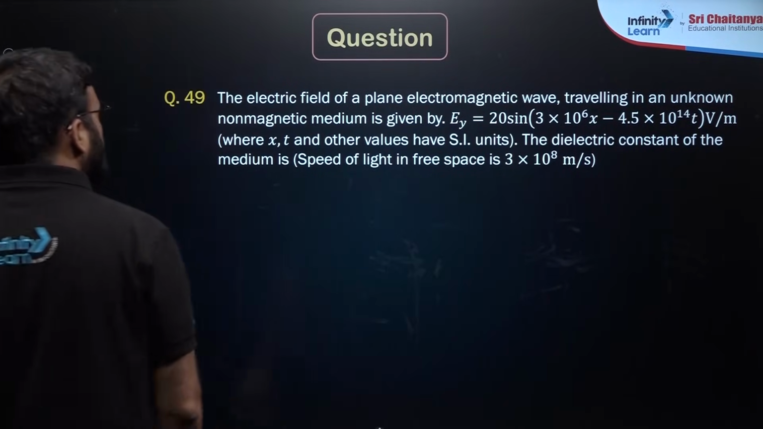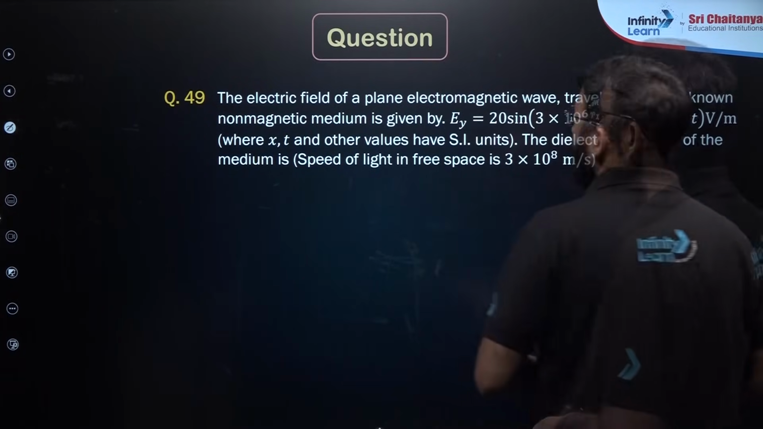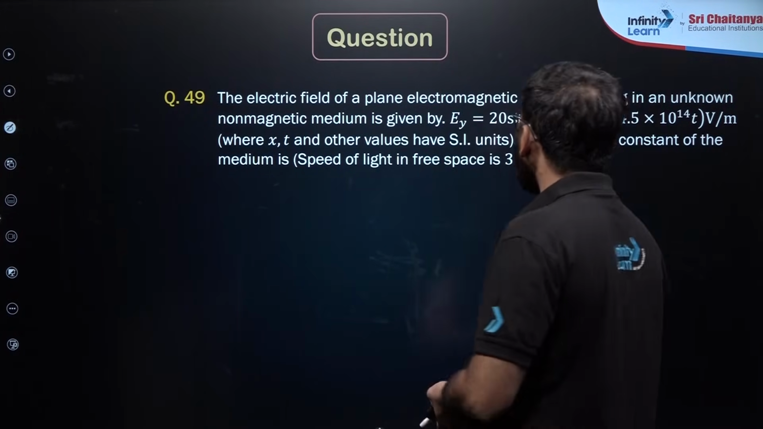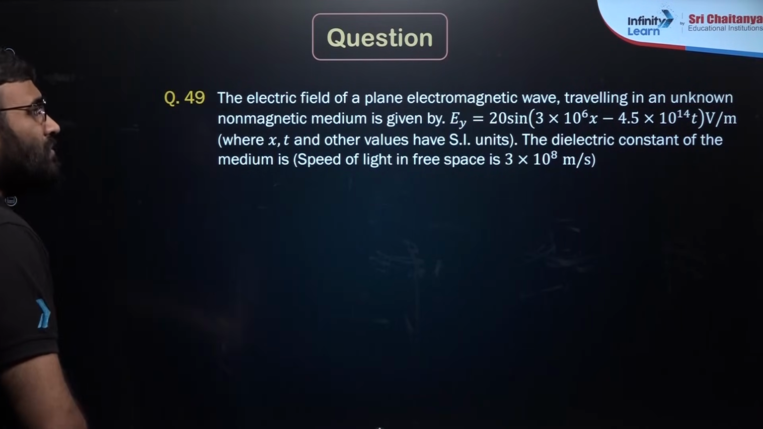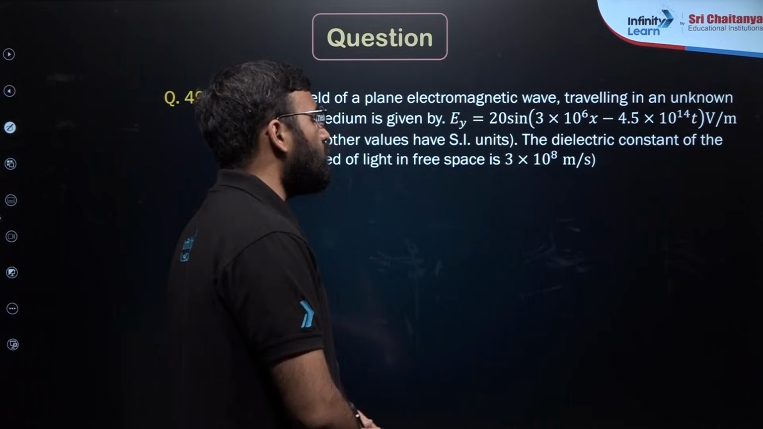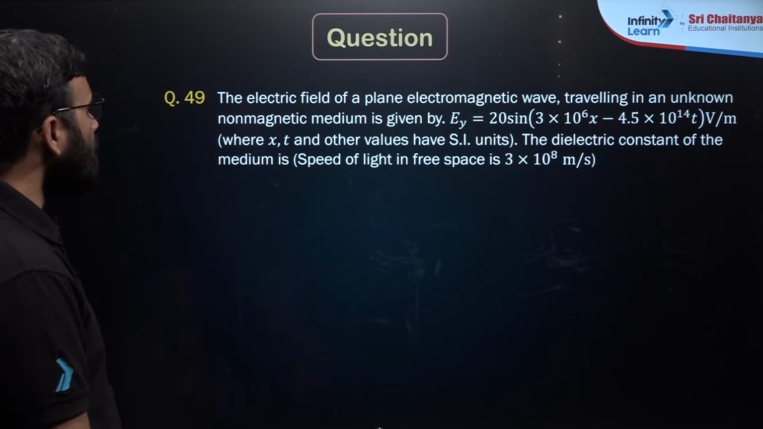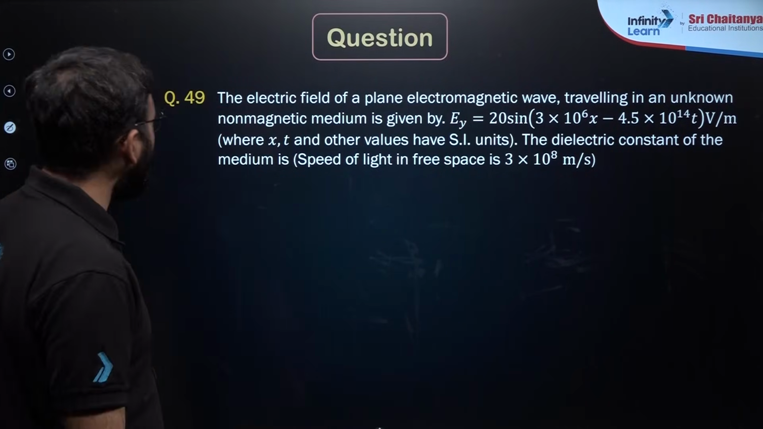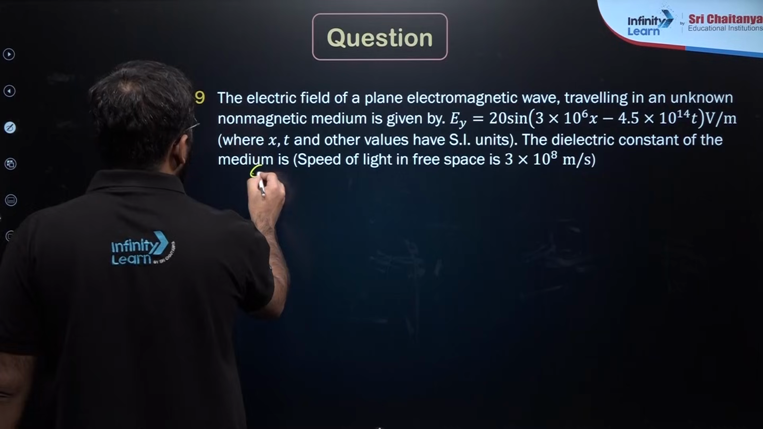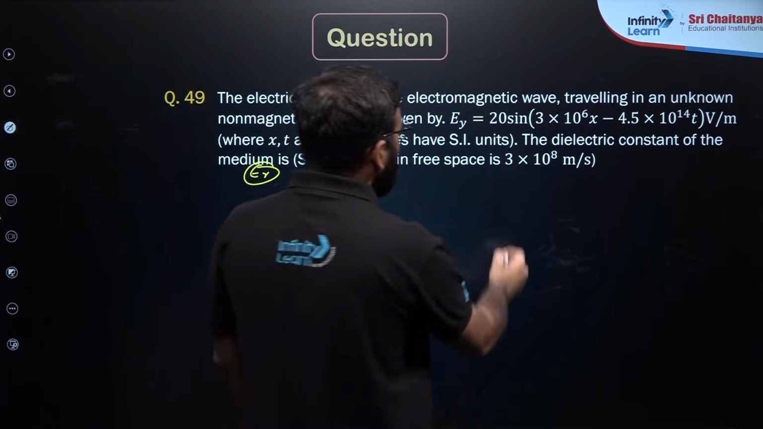Next one, question 3. The electric field of a plane electromagnetic wave traveling in an unknown non-magnetic medium is given by Ey equals 20 sine of (3 into 10 to the power 6 x minus 4.5 into 10 to the power 14 t) volt per meter, where x and t have SI units. They will ask the dielectric constant of the medium, epsilon r. The speed of light in free space is 3 into 10 to the power 8.